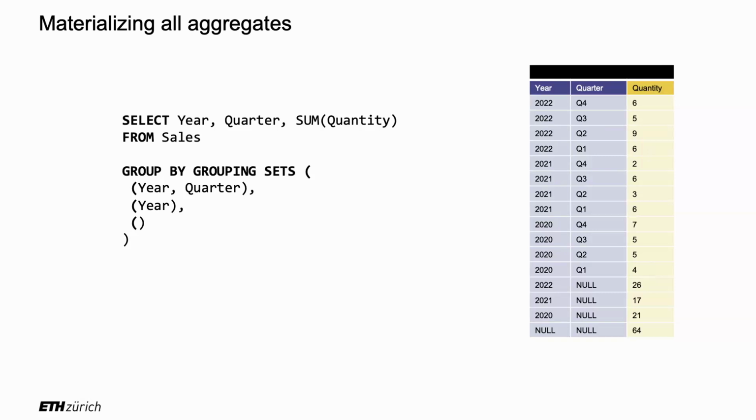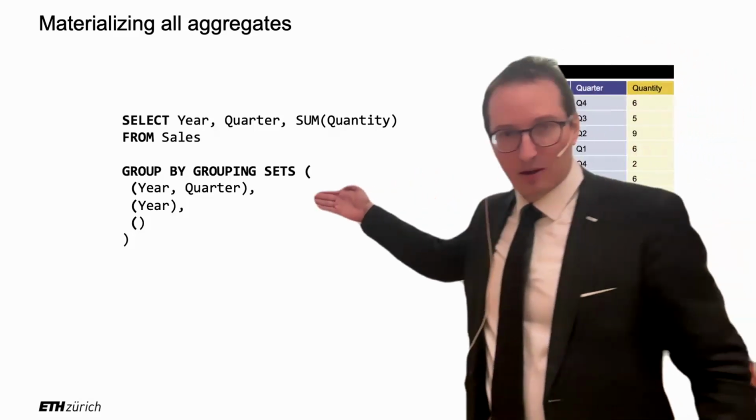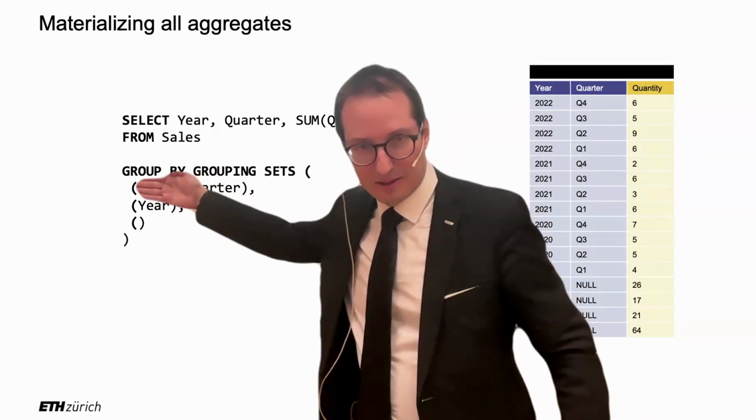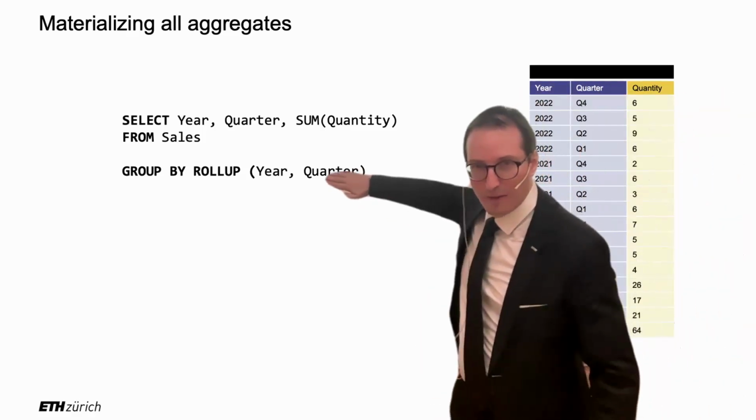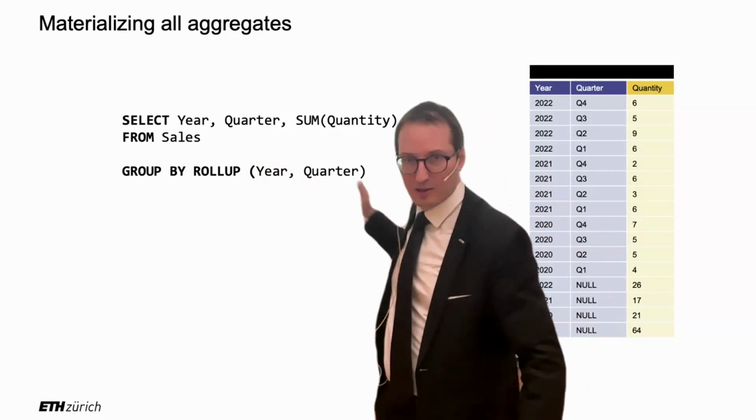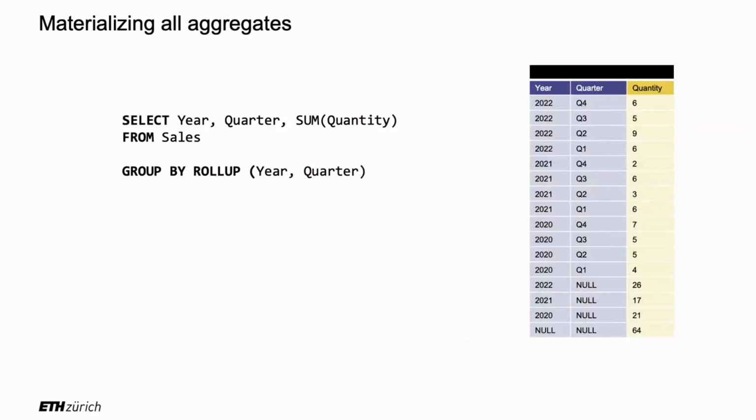There is also a shortcut for that. If you don't want the power set, but you just want to basically go from the right to the left, like this, this is called group by roll-up. Group by roll-up, year, quarter, gives you the grouping sets: year, quarter, just year, and nothing. It's basically going right to left, wiping out from the right to the left.